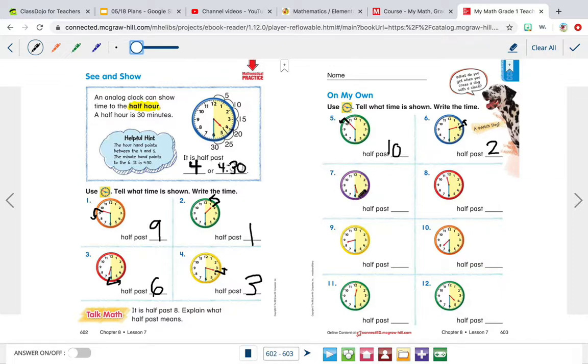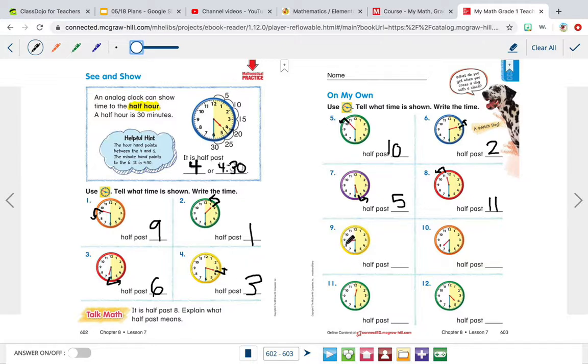Then we're going to go over here to this one. It's past. Now, is it going to be 6:30 or 5:30? I hope you said 5:30 because it's in the middle between 5 and 6. We always go back in time and pick the smaller number. So it is 5:30. Now over here, it's halfway point. It's between 11 and 12. Are we going to pick 11 or 12? You're going to pick 11 because 11 is the smaller number. So it is 11:30. Same thing over here in number 9. The minute hand is on the 6, so it's going to be half past.